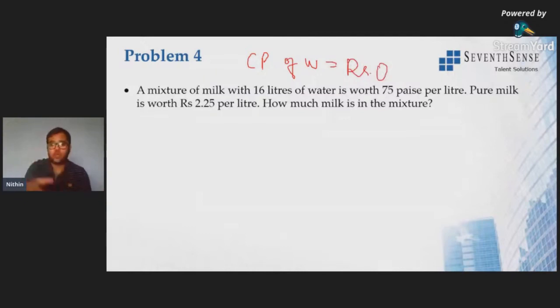So this is the concept that I was trying to explain in the examples at the beginning. Hope you all got it. So consider the cost price of water is 0 and tell me how much milk is in the mixture. Approach with the same concept and tell me the answer. We know the cost price of the pure milk is 2.25 and the mixture is 75 paise per liter. Tell me what is the answer? They're asking how much milk is in the mixture.